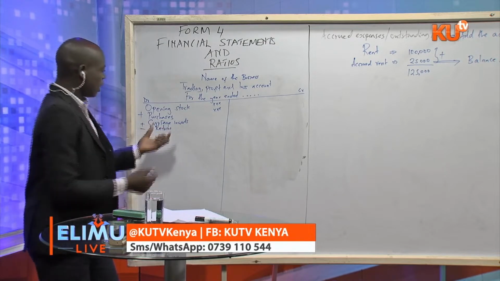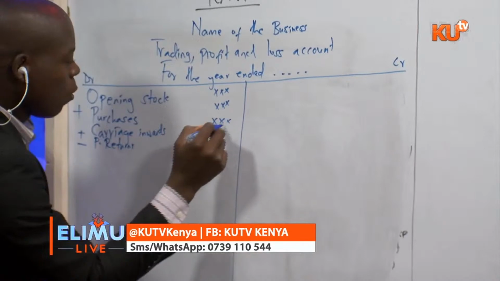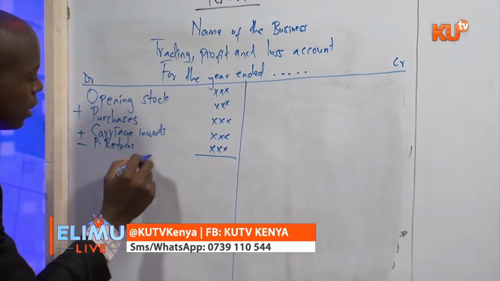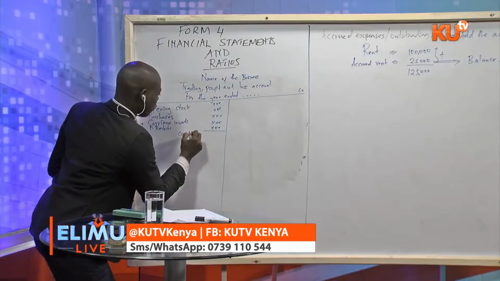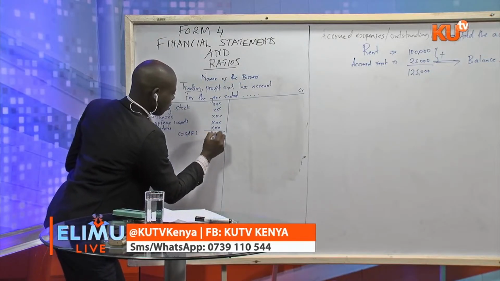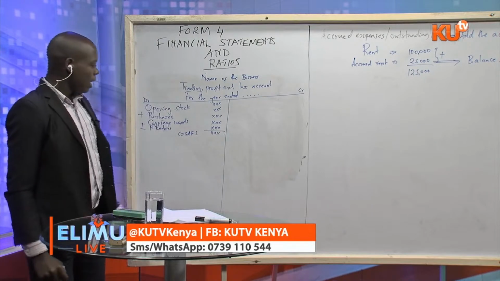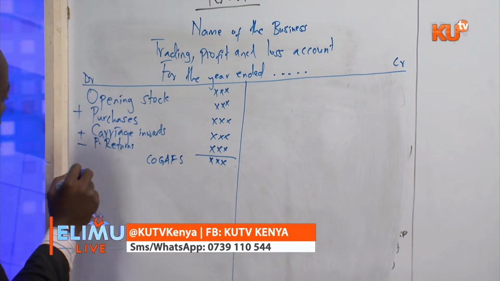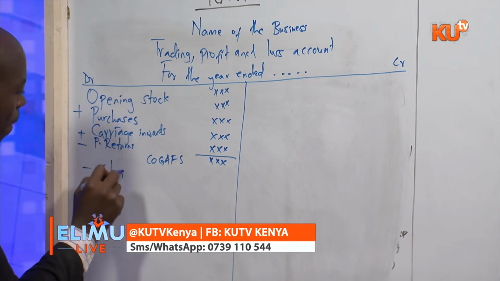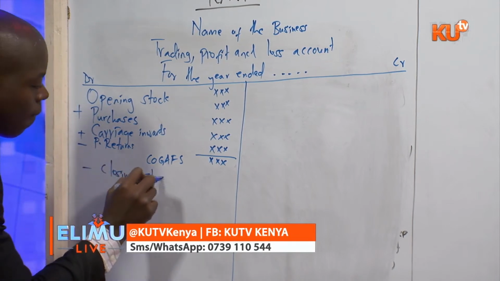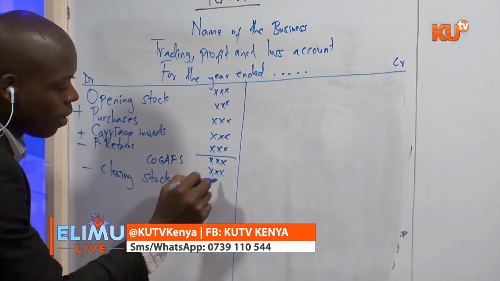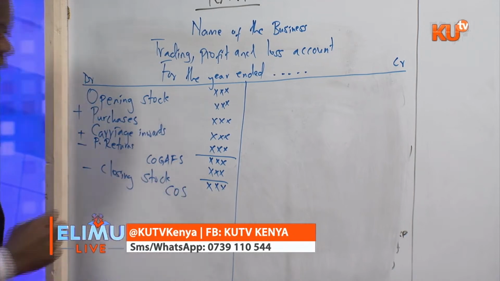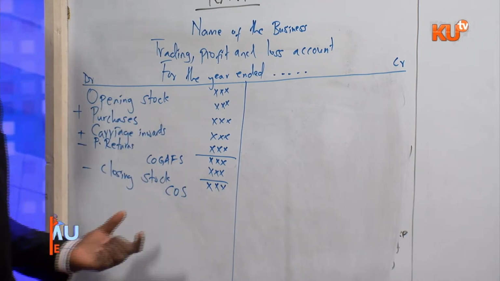And so once we have this figure, what we obtain is a figure that we call the cost of goods available for sale. Then we subtract the closing stock to get what we call cost of sale.